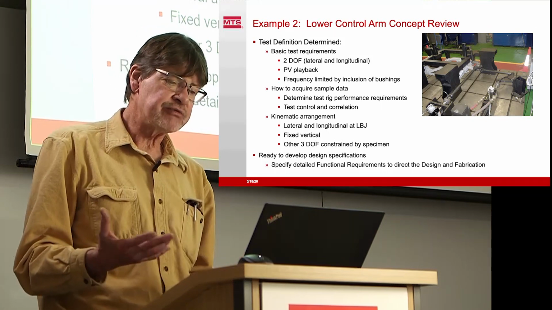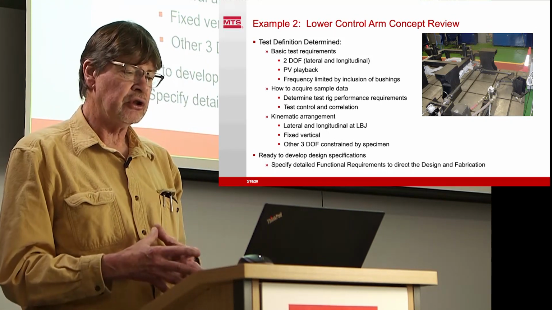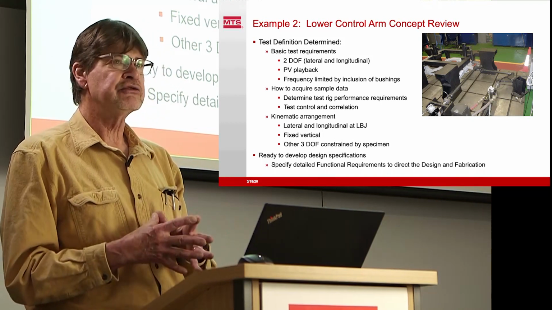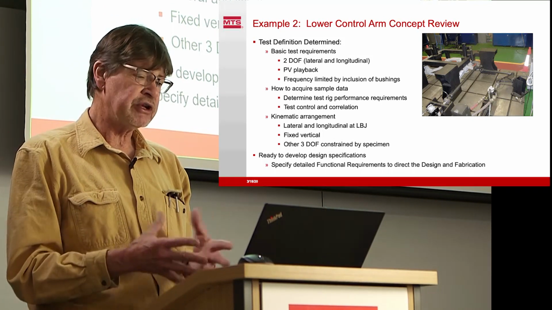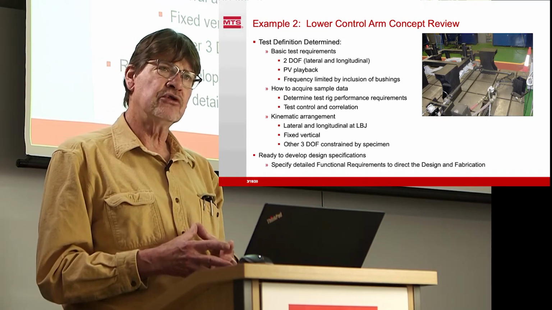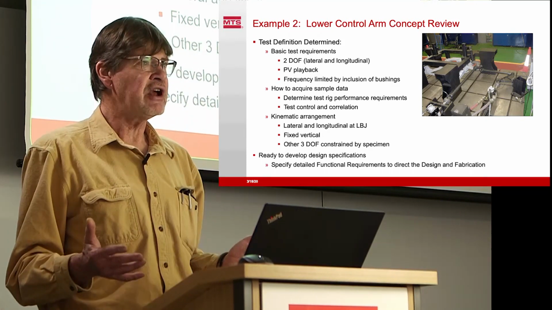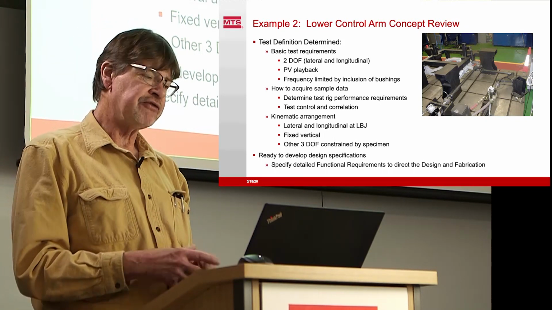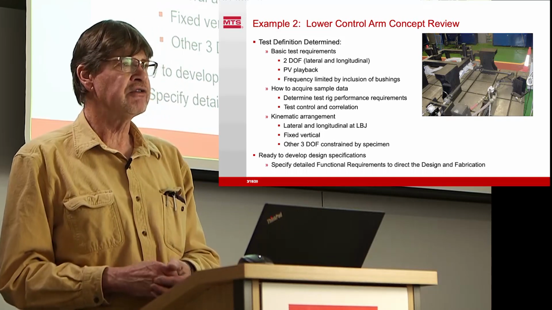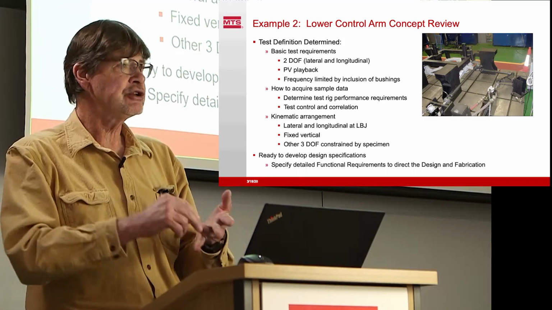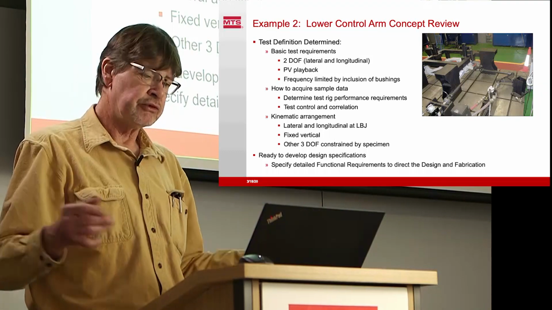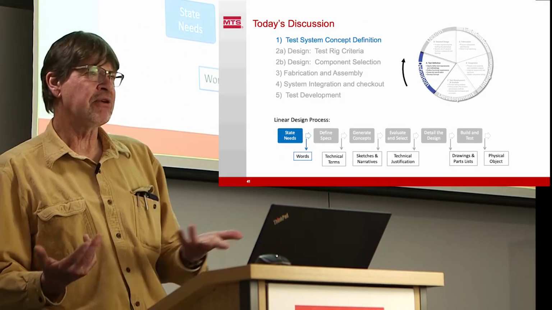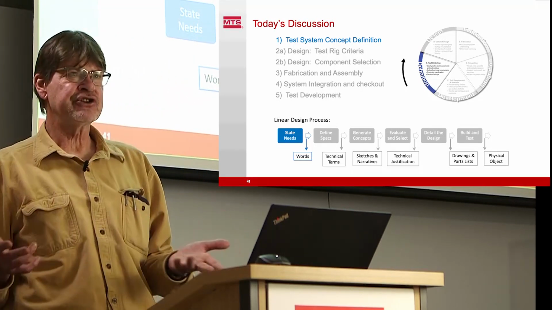What's our kinematic arrangement? Well, we're going to bring in the lateral and longitudinal loads at the ball joint, as you see in the diagram there. We're going to fix the vertical with a strut so the arm doesn't swing out of the way, and then we can play these longitudinal and lateral loads into this, the representative amplitude and phase, and simulate the fatigue damage. Very realistic in the laboratory. So from this information, we can specify our requirements. We need this bracket, we need this actuator, we need this transducer. Boom, the functional requirements.